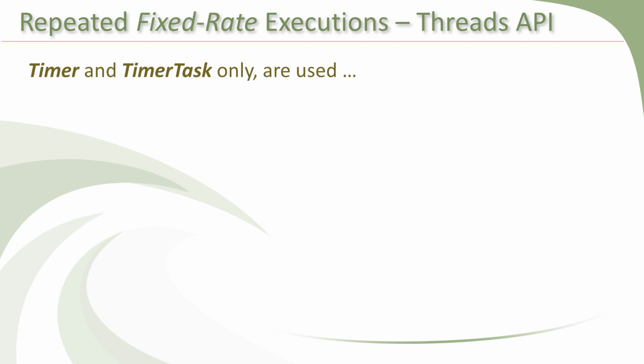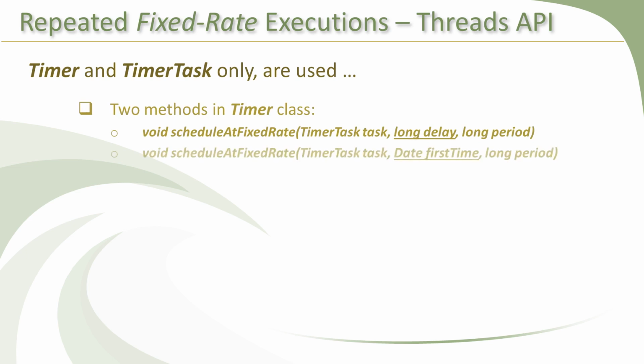There are two overloaded methods available in the Timer class for scheduling repeated fixed rate tasks: scheduleAtFixedRate. The parameters taken by these methods are exactly the same as discussed in the previous tutorial for the repeated fixed delay methods. Only the method names are different here.